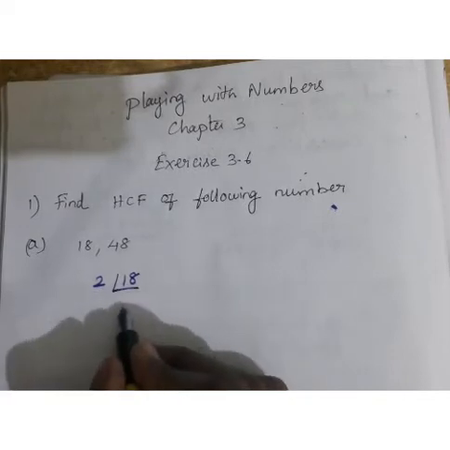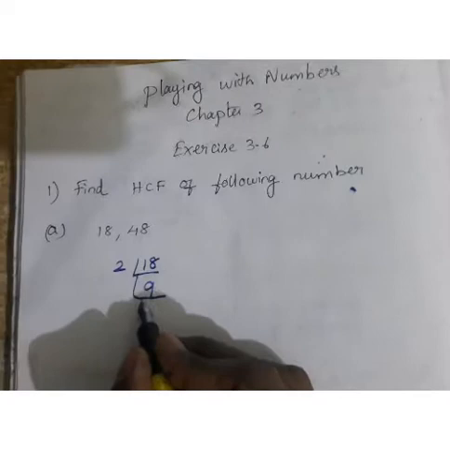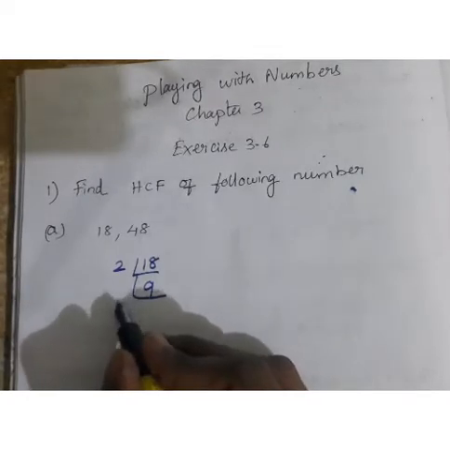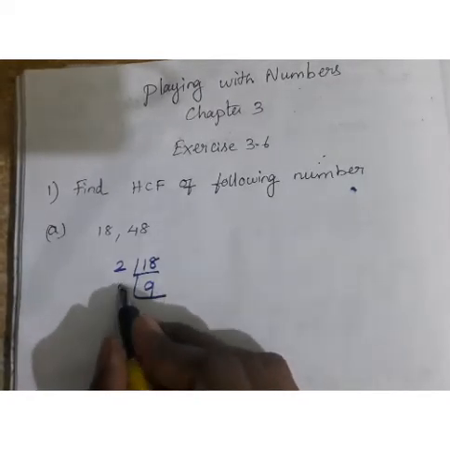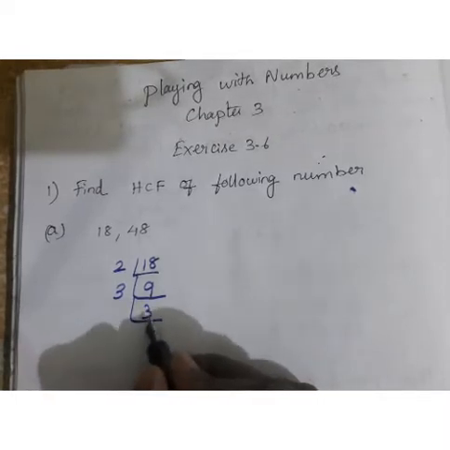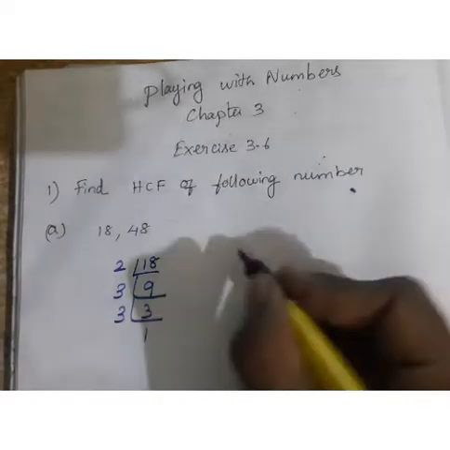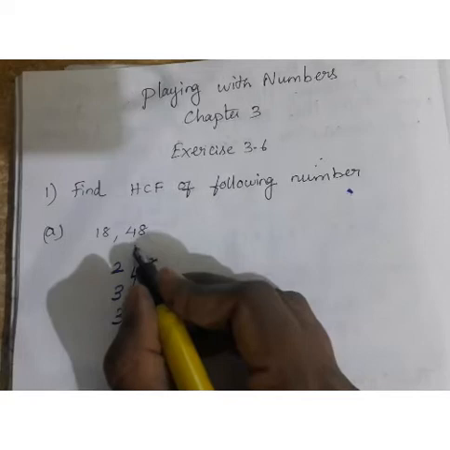18 divided by 2 gives 9. 9 is not divisible by 2, so take the next prime number, 3. 3 times 3 is 9. 3 is a prime number which divides by itself, 3 times 1 is 3. Now find the prime factors of 48.